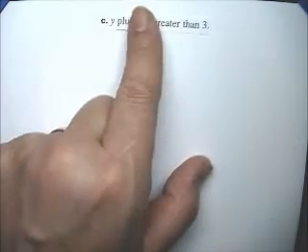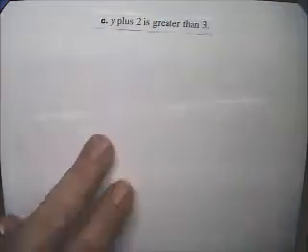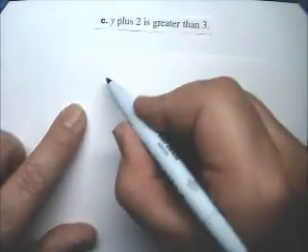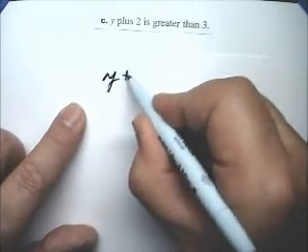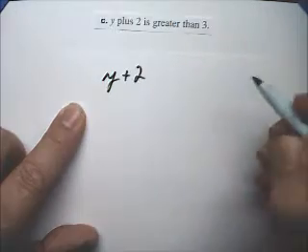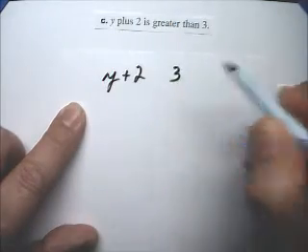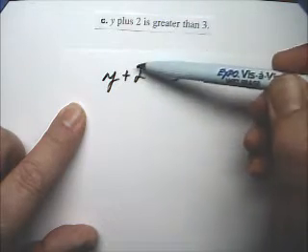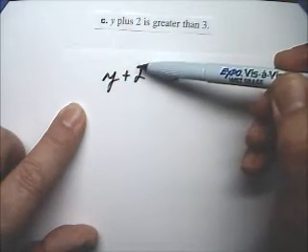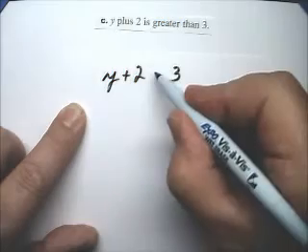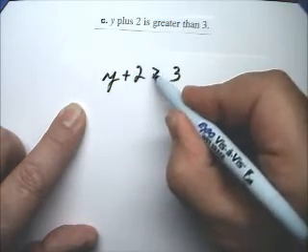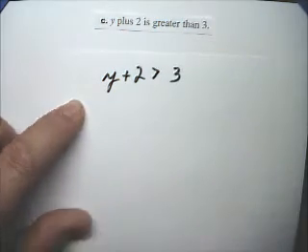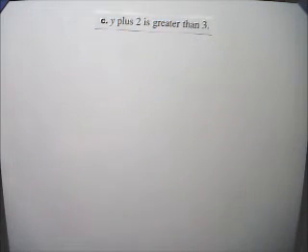y plus 2 is greater than 3. So let's get y plus 2, and here's my 3. Now it says that this y plus 2 is the greater number. So that means the big side is toward the greater number, and the small side ends up toward the lesser number.